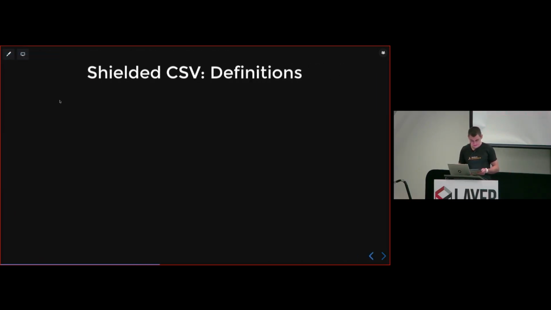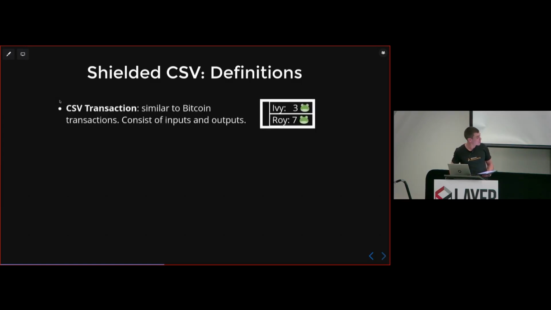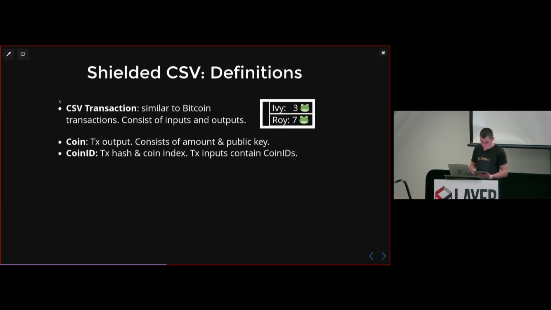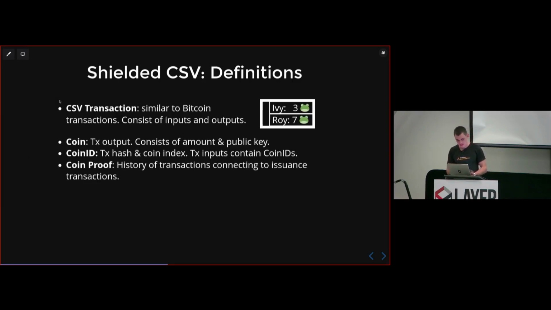Okay, let's continue developing our toy protocol. We first define a few things that we have basically all seen before. So a client-side validated transaction is similar to a Bitcoin transaction. It consists of inputs and outputs. We call transaction outputs coins to distinguish them from other types of outputs that we also have in the system. They consist of an amount and public key. And we have the concept of a coin ID to uniquely identify coins. The coin ID is the transaction hash concatenated with the index of the coin in the transaction. Transaction inputs contain coin IDs to refer to the coins they are spending. And the coin proof is the history of transactions connecting a coin to one or more issuance transactions.